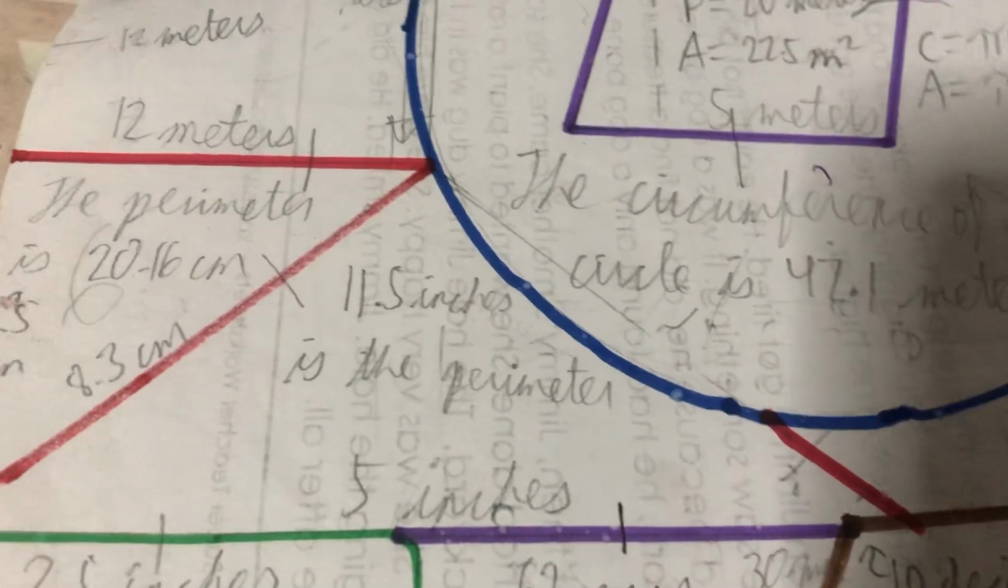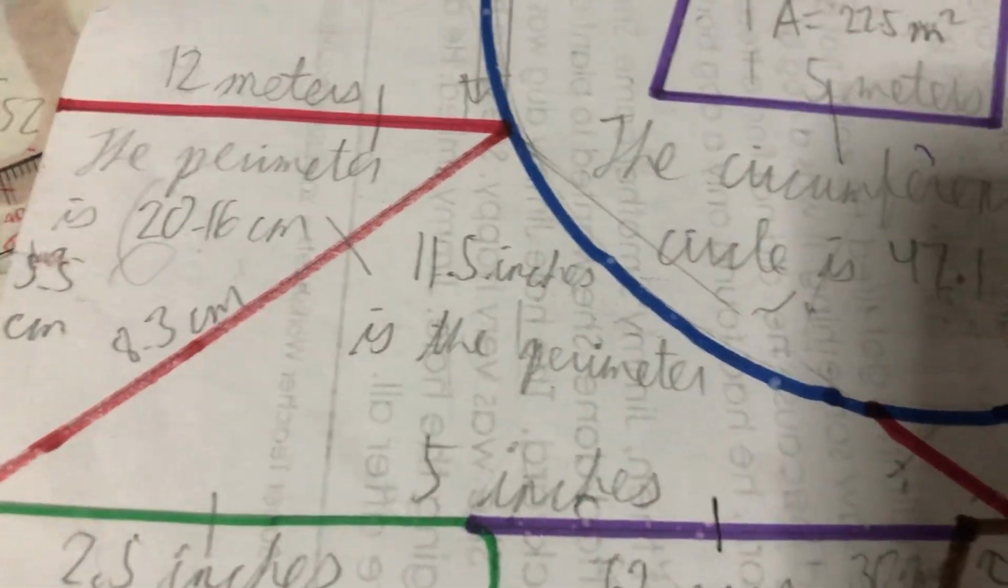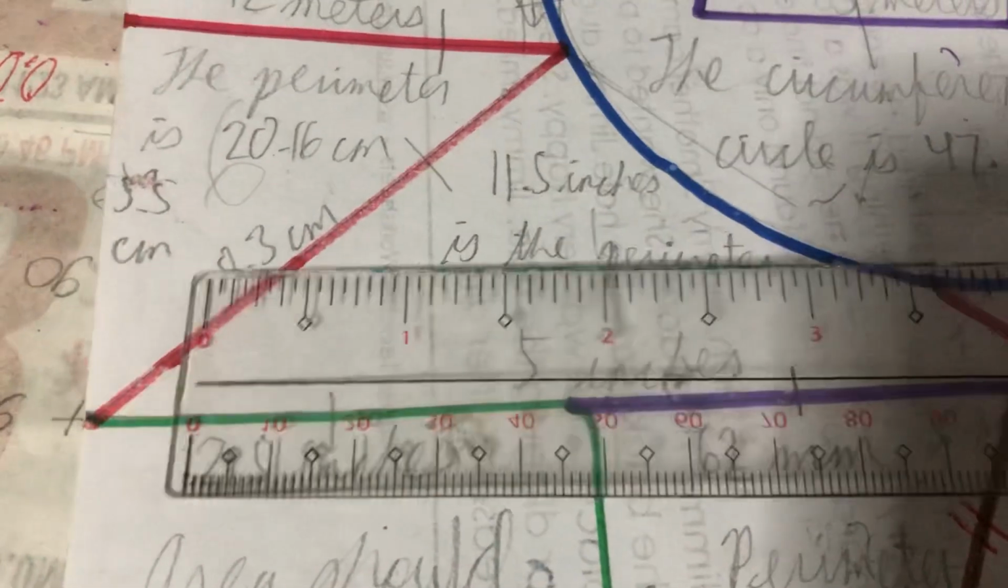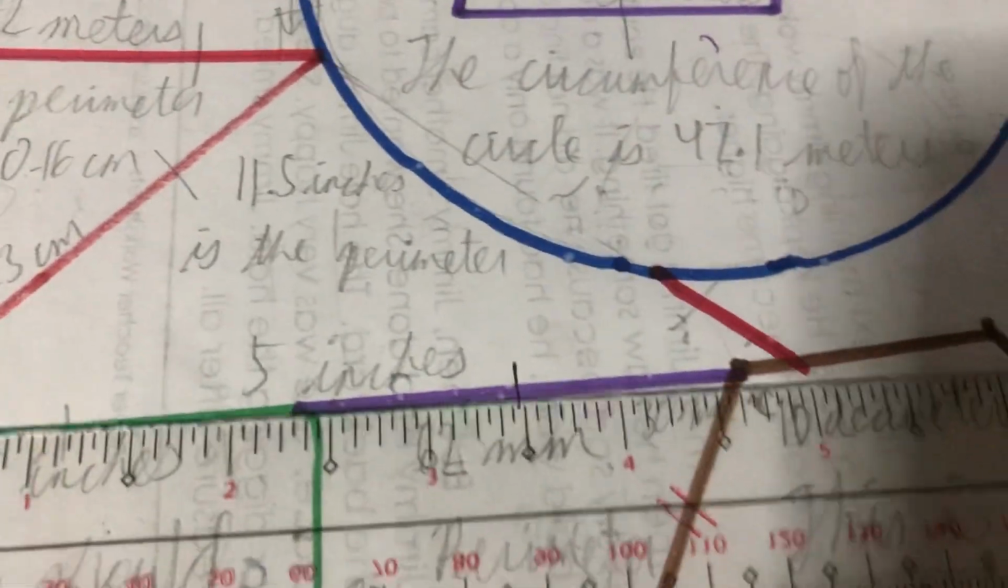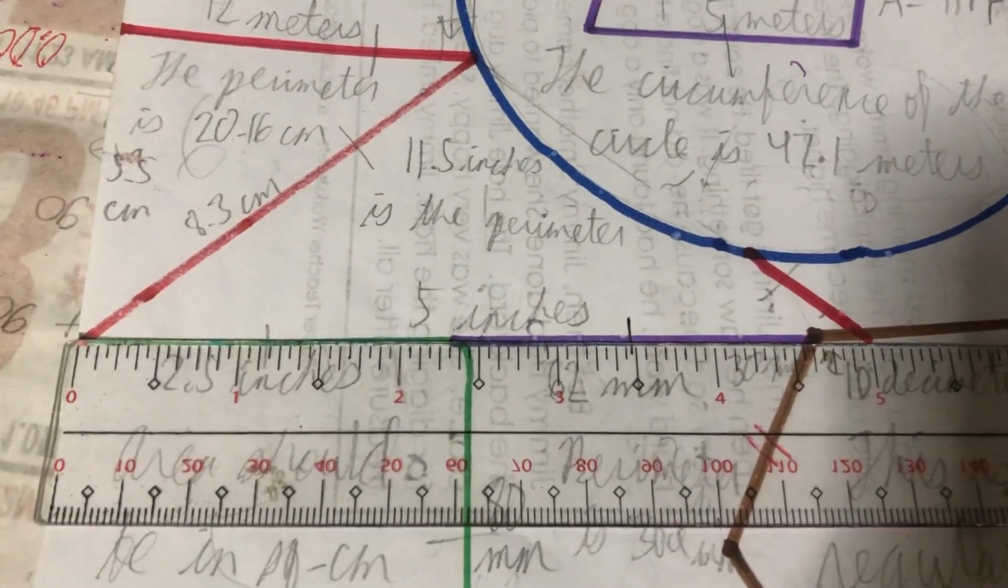Oh, by the way, here's another catch. It says 11.5 inches is literally the perimeter. So, as you can see, if you calculate the perimeter, this is it. This is how you calculate it in inches. If you have a ruler, the base here measures 5 inches. So, this is our base, 5 inches. Okay?